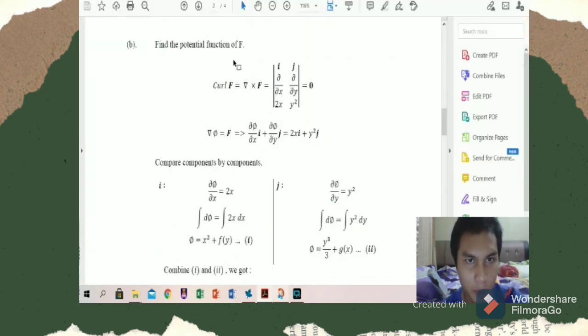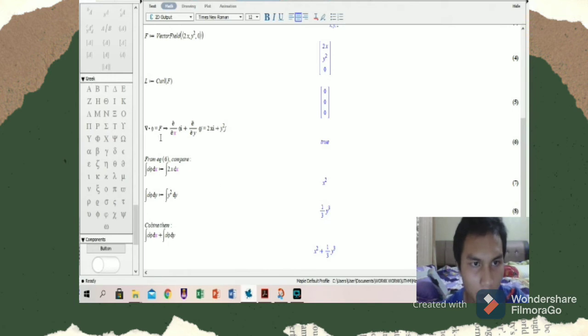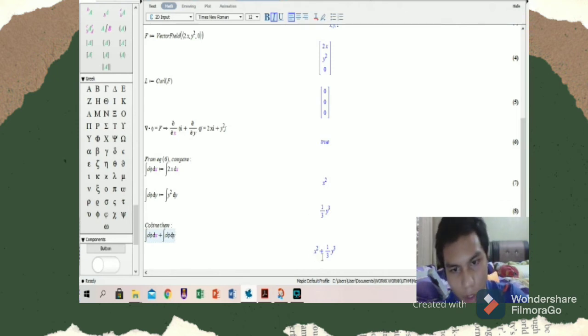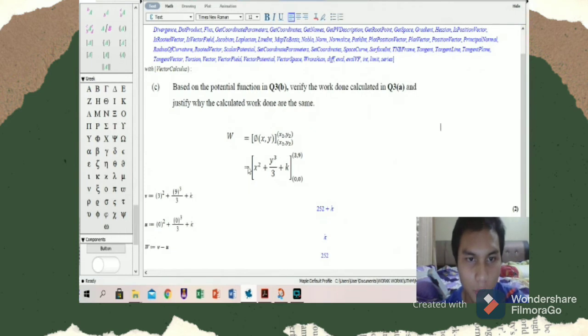Question 3b, find the potential function of the F. So in the simulation, for the curl F we got 0, and for the del multiplied with the potential function we got this equation. We compare it for x, between i and j. For the i we got x squared, and for the equation for j we got 1 over 3 y cube, and we combine the two of them, we got x squared plus 1 over 3 y cubed. Find the work done. So work done for the equation, from point 1 to point 2, is v minus u, and then we get 252 also.